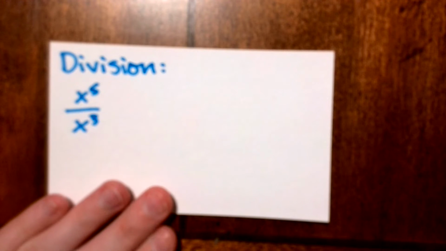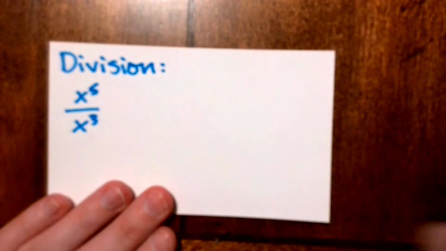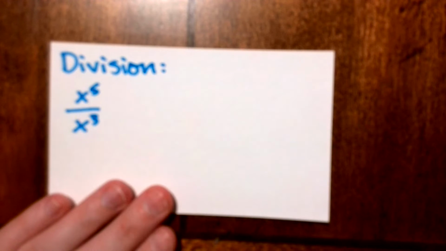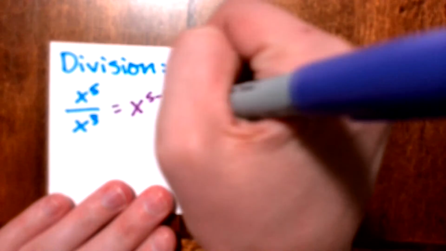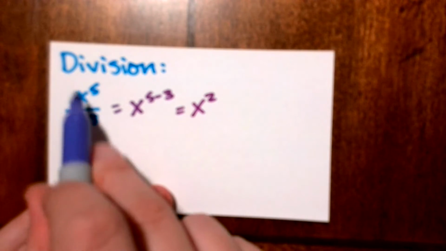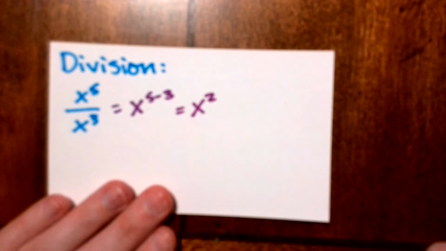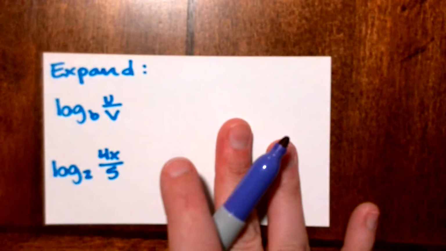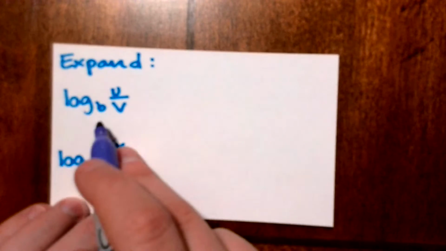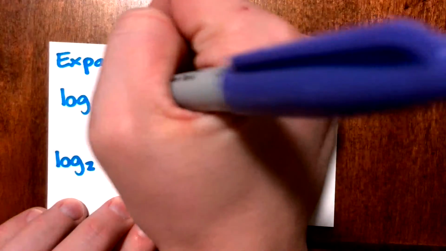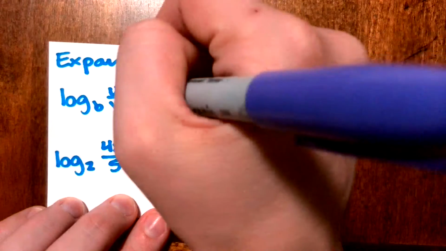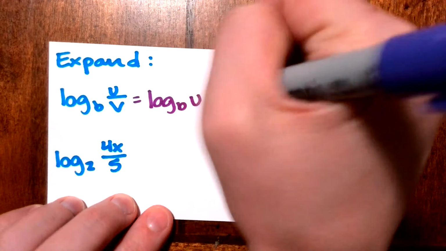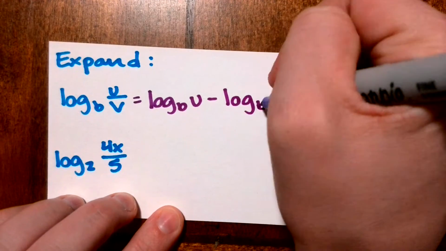Our second property is division. If I have the same base raised to powers and I am dividing those two bases raised to powers, we end up subtracting the exponents. So I've got x to the 5 minus 3, or you might think of it as canceling 3 of them and then you're left with 2 on the top, but what you're really doing is subtracting the exponents. Very similar to multiplication, if I see division in the argument, so on my log base b of u over v, then I can expand into subtraction. So I would have log base b of u minus log base b of v.